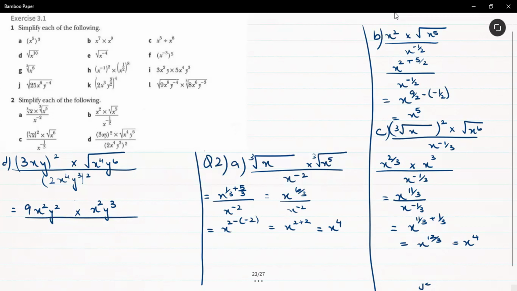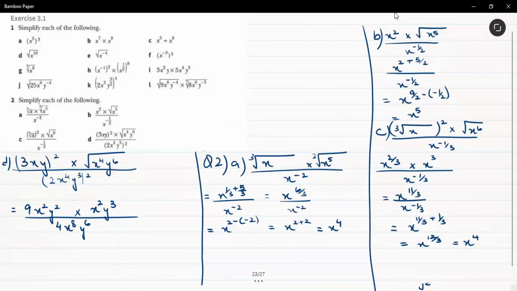So that's going to be divided by 2 squared, which is 4. x to the power 4 multiplied by 2 is going to give us x to the power 8. And y to the power 3 multiplied by the square is going to give us y to the power 6.